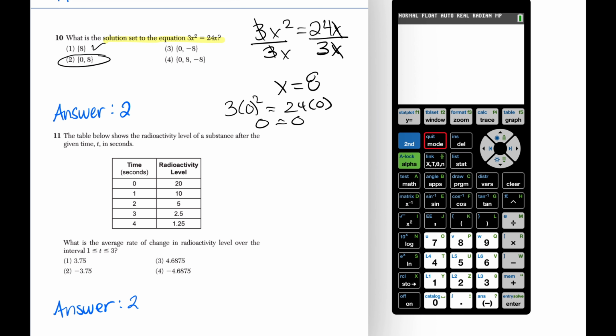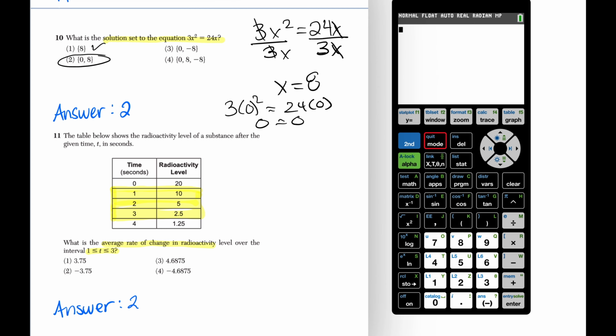Let's look at number 11. The table below shows the radioactivity level of a substance after given time t. What is the average rate of change in radioactivity between the interval when 1 is less than or equal to t is less than or equal to 3? So I'm really looking at when time is between 1 and 3, because it could be equal to 1, and it could be equal to 3. That's why I'm including it. If that wasn't underlined, then I would only pick the 2. But because it says it could be equal to 1 and equal to 3, I'm highlighting those as well.